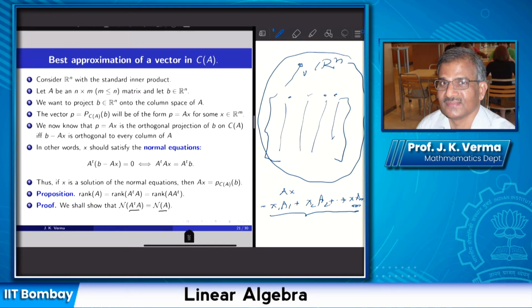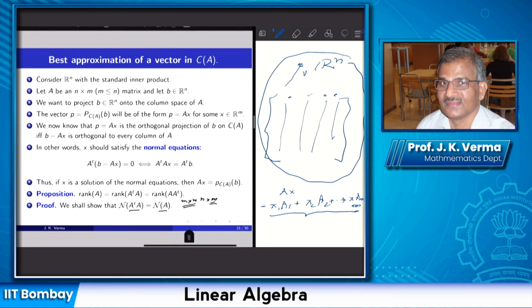and once the nullities of two matrices which have the same number of columns are equal, the ranks are also equal by the rank-nullity theorem, because the rank of a matrix and its nullity add up to the number of columns. The number of columns of A is m, where A is an n by m matrix, and A transpose A is an m by m matrix.